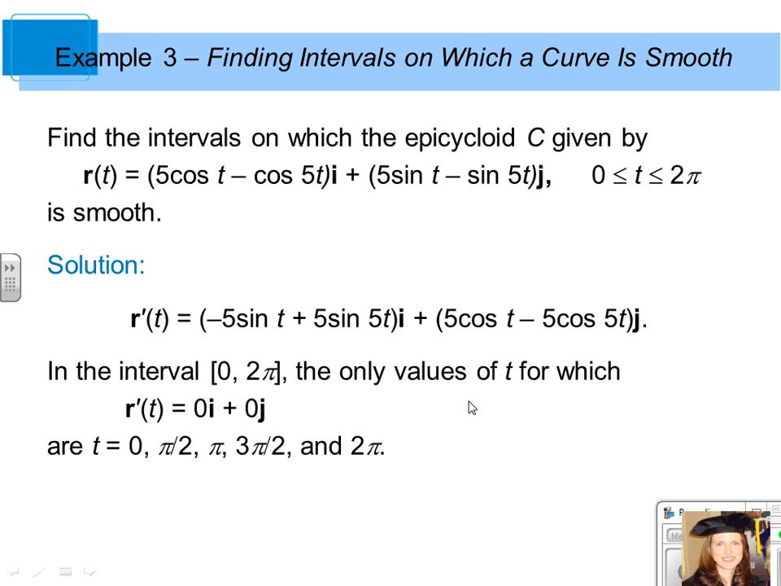Now the only values of t for which the first and the second components are equal to 0 at the same time are where t equals 0, pi over 2, pi, 3 pi over 2, and 2 pi. And you can find out where there's 0. You can set the whole thing equal to 0. If sine is 0, we know that the first component is 0, and so on.